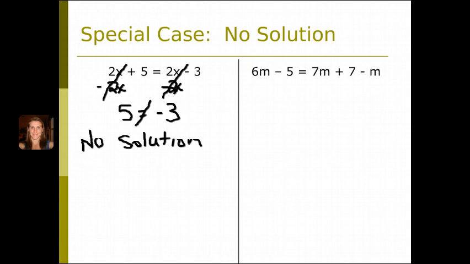You have 6m minus 5 equals 7m plus 7 minus m. Well, nothing to distribute, and I have no like terms to combine on the left side, but I do have like terms that I can combine on the right side. So I'm left with 6m minus 5 equals 7 minus 1 gives us 6m plus 7.